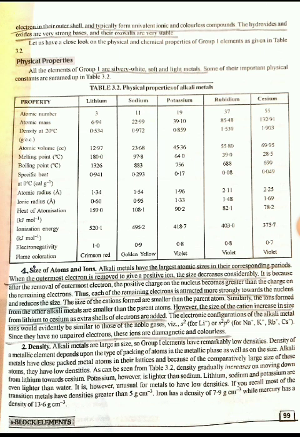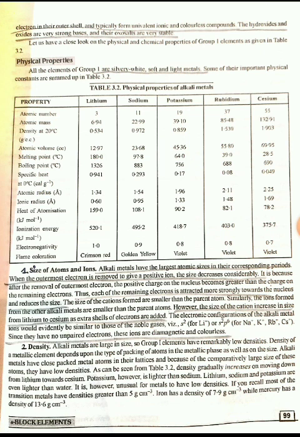Second, density. Alkali metals are large in size, so group 1 elements have remarkably low densities. The density of a metallic element depends upon the type of packing of atoms in the metallic phase as well as on the size. Alkali metals have close packed metal atoms in their lattices, and because of the comparatively large size of these atoms, they have low densities. As can be seen from table 3.2, density gradually increases on moving down from lithium towards cesium. Potassium, however, is lighter than sodium. Lithium, sodium, and potassium are even lighter than water.